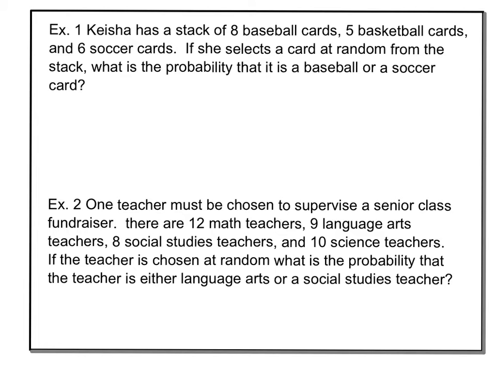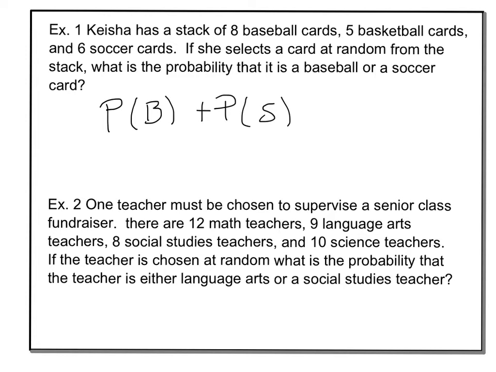In example number 1, Keisha has a stack of 8 baseball cards, 5 basketball cards, and 6 soccer cards. If she selects a card at random from the stack, what is the probability that it is a baseball or a soccer card? In order to figure out our answer for number 1, we first need to find the probability of a baseball card and add it to the probability of a soccer card.